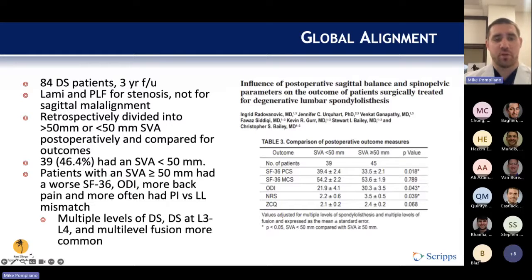And patients with greater than 5 centimeters of global sagittal malalignment had a worse SF-36 score, ODI, and more back pain, as well as more often had PI-LL mismatch. Multiple levels of degenerative spondylolisthesis, as well as the L3-4 level being involved, and multi-level fusion were more common in that group as well.